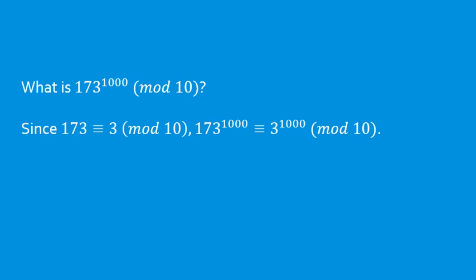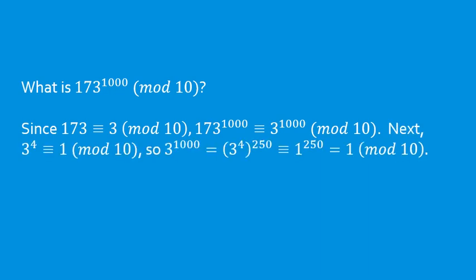Well, I look at this. I know that 3 to the 4th is 81. If I take 81 mod 10, I get 1. I had 3 to the 4th. 4 is a nice factor of 1,000. So that's the guy that I'm going to use here. 3 to the 4th is 81, as we just said. That's congruent to 1 mod 10.